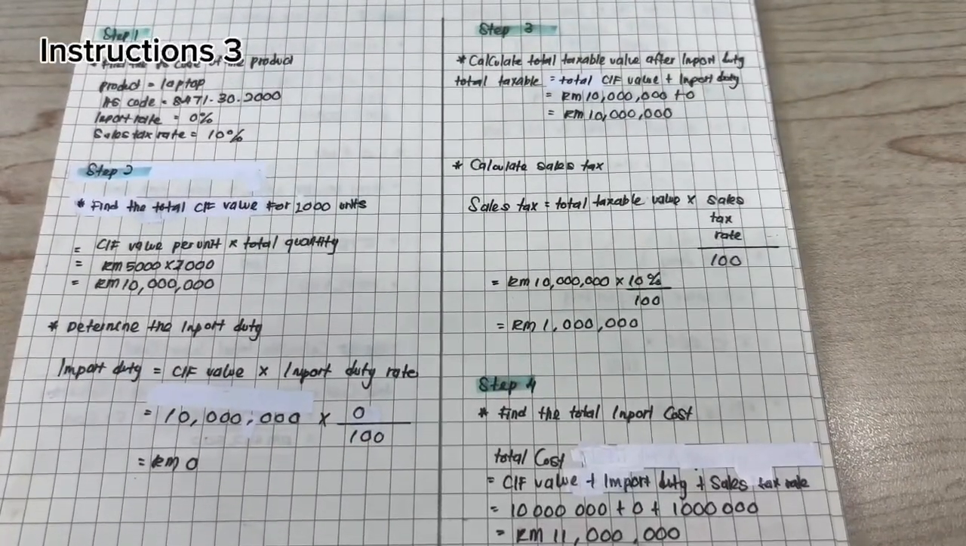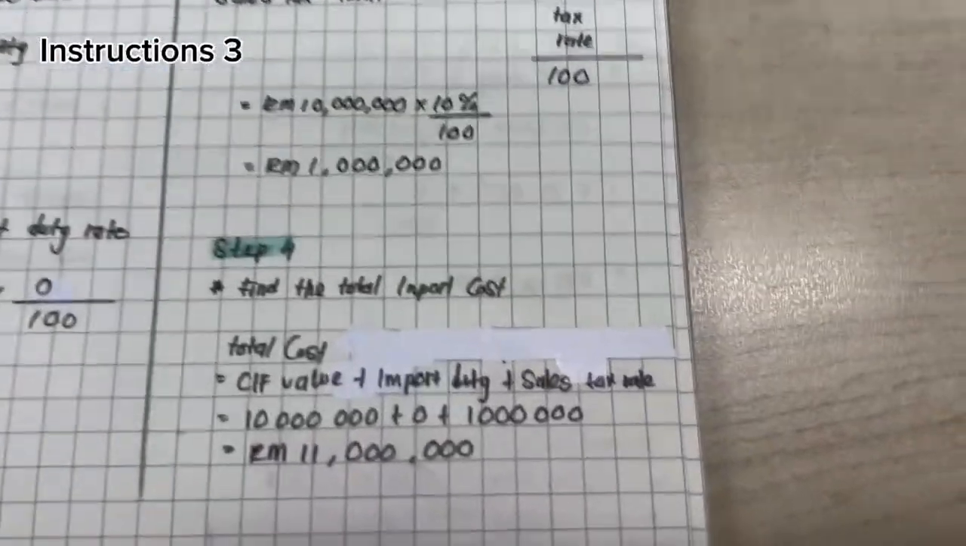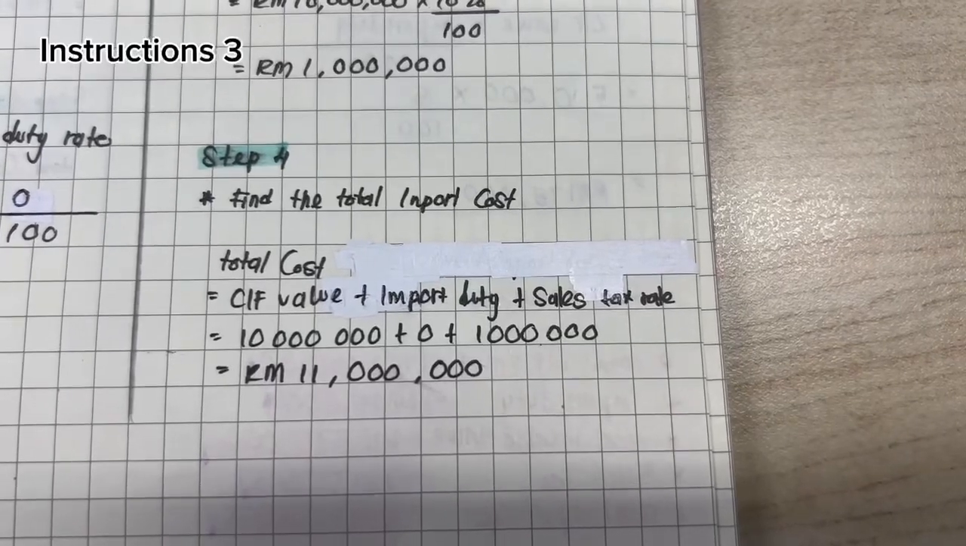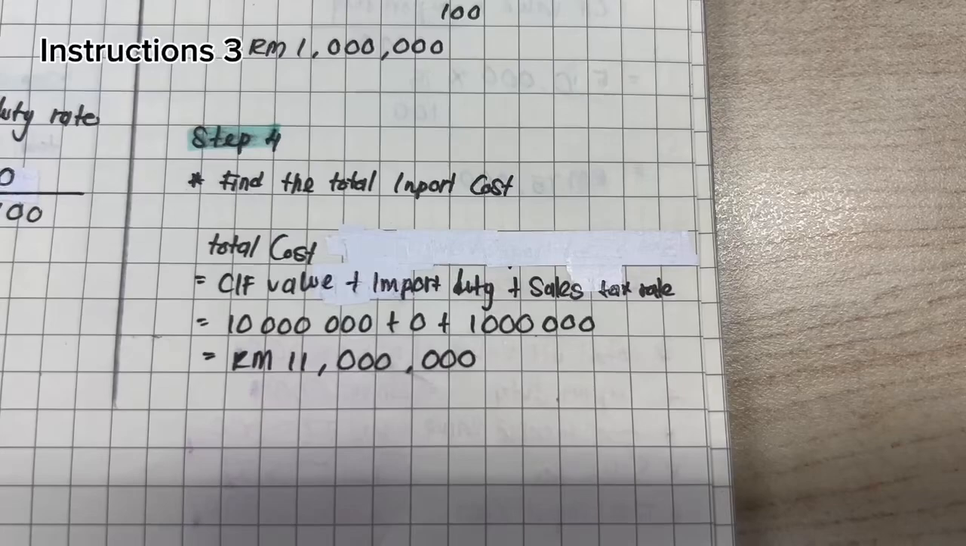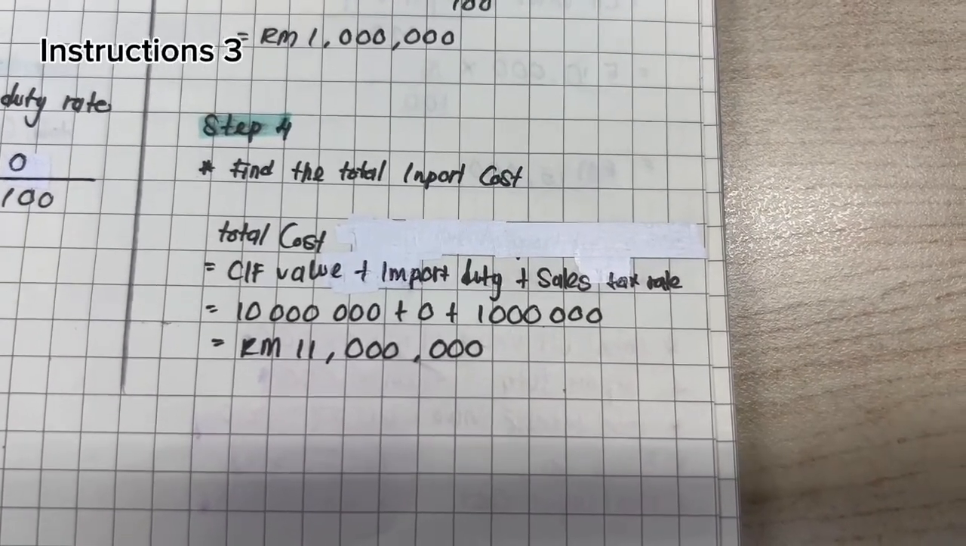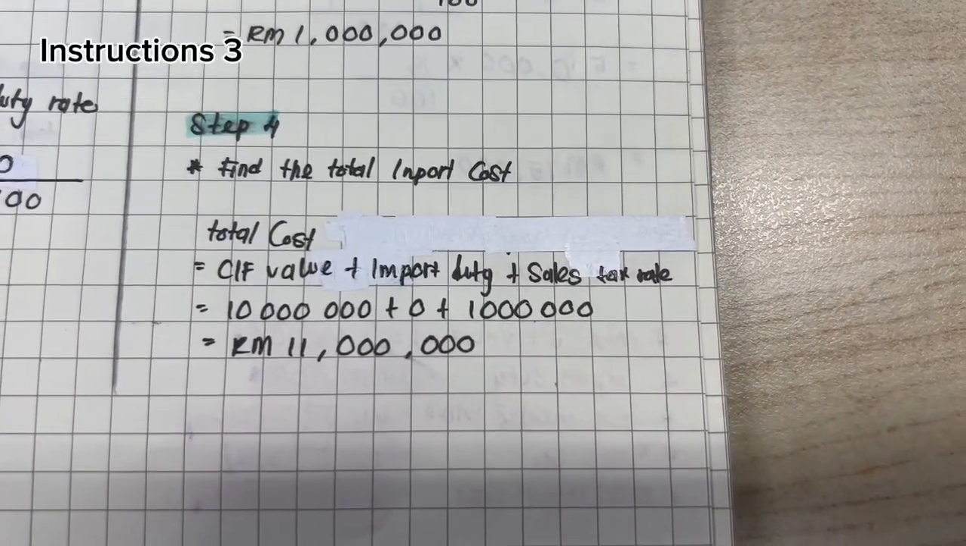So after we calculate the step 1, 2 and 3, the last step is we need to find the total import cost, which is CIF value plus import duty plus sales tax. So RM 10 million plus 0 plus 1 million is equal to RM 11 million.